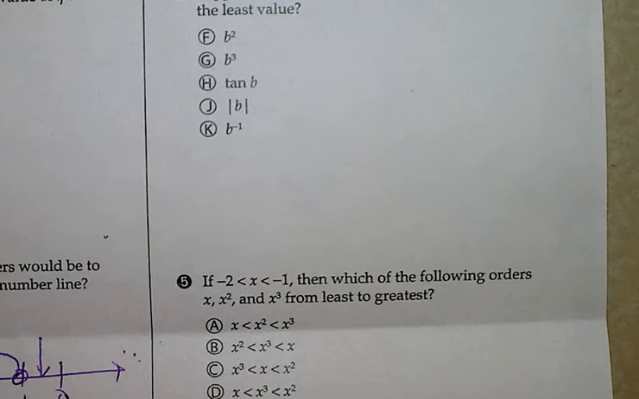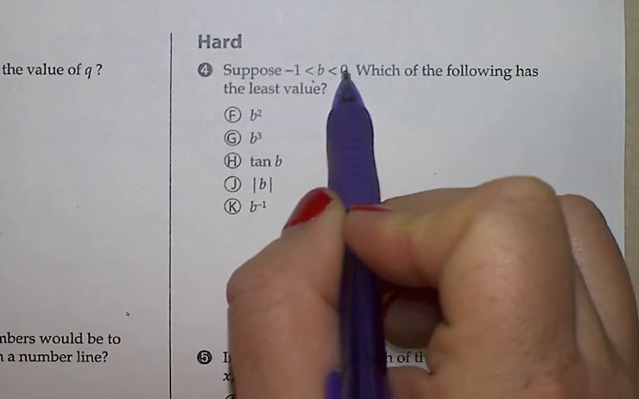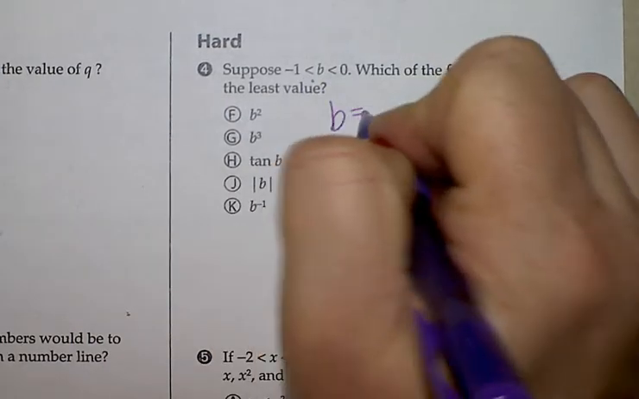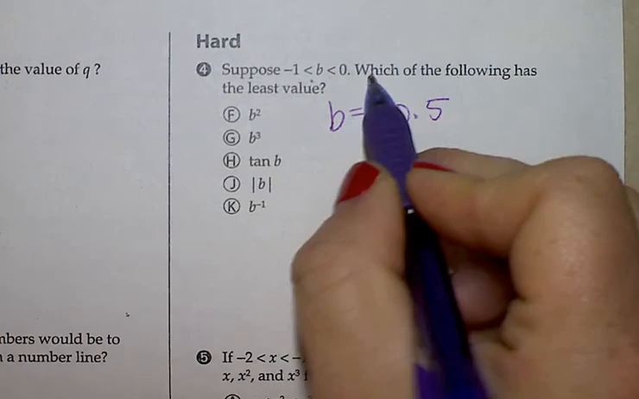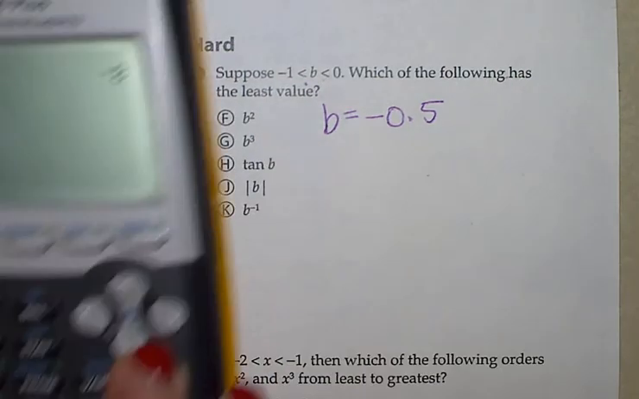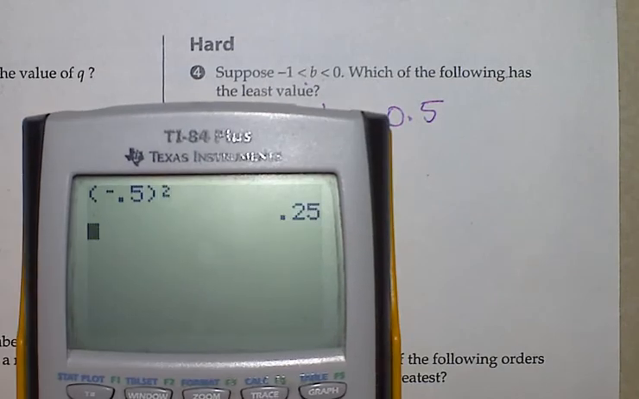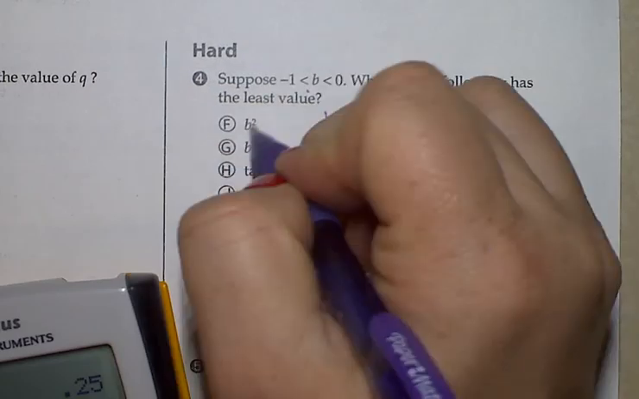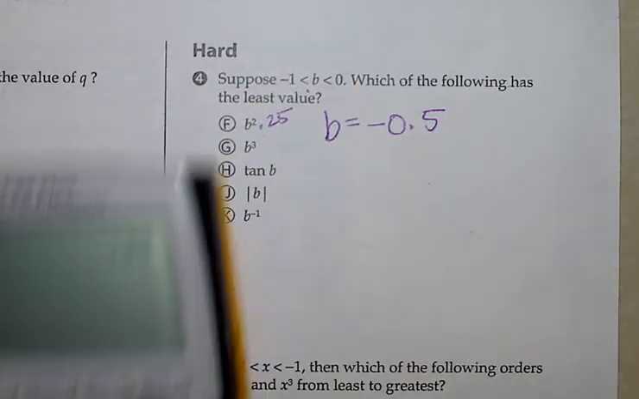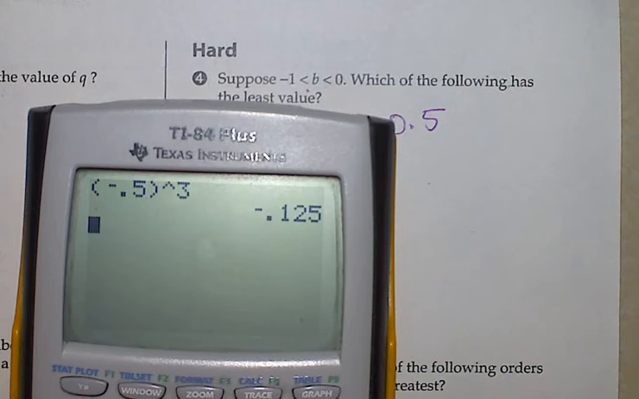Number 4. Suppose that B is less than 0 and greater than negative 1. So let's say B equals negative 0.5. Which of the following has the least value? So this is just like the first example we did. So let's plug in F. So I have negative 0.5 squared is positive 0.25. Now I'm going to do option G, negative 0.5 to the third power, and I get a negative 0.125.